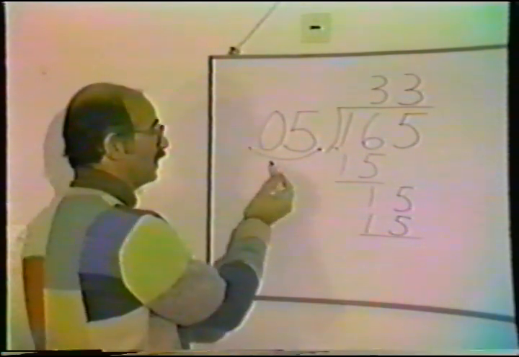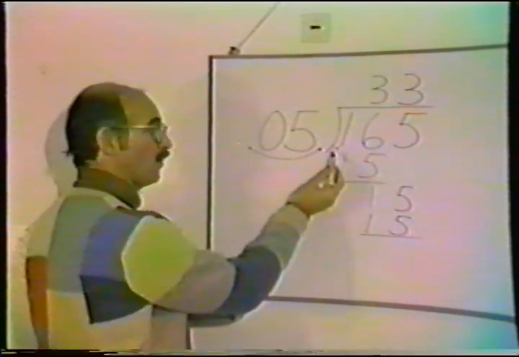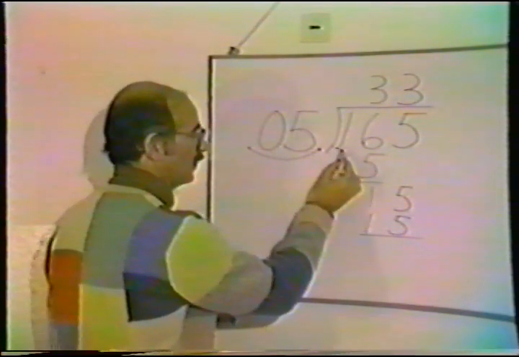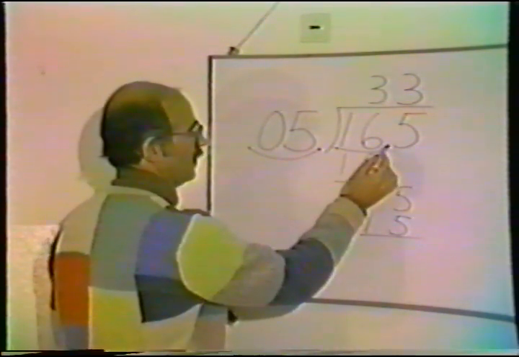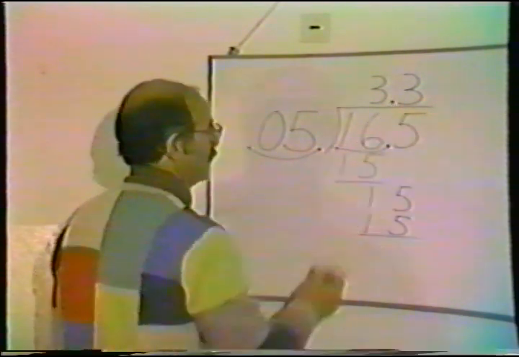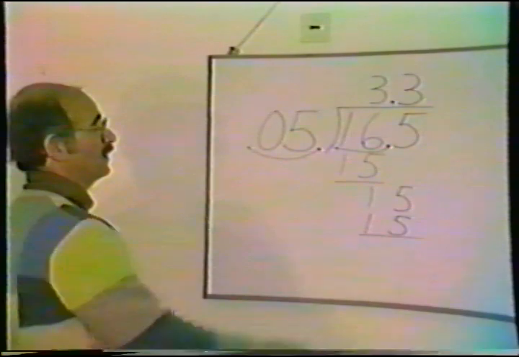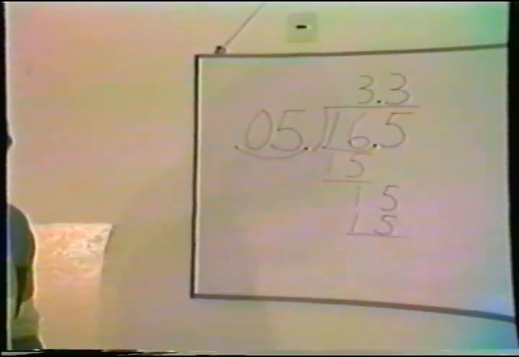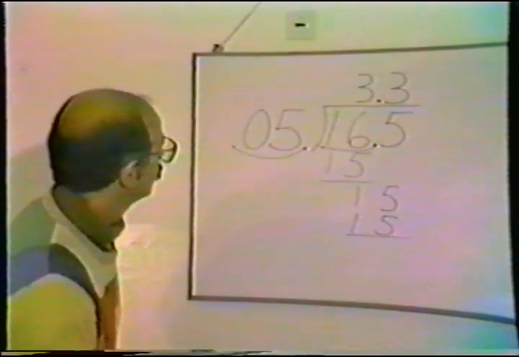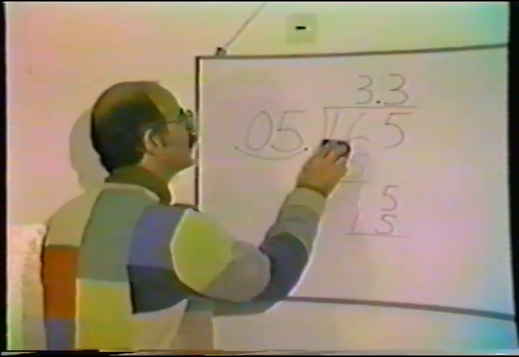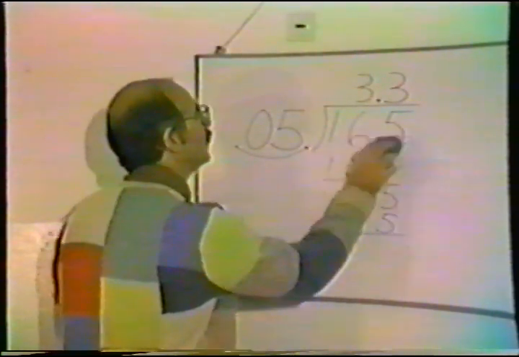If we move this one 2 places to the right, what do we have to do with this one? Move it 2 places to the right. And it goes right there, and then we bring it up into the answer. Please read the answer. 3 3/10. And we're going to make some more changes.